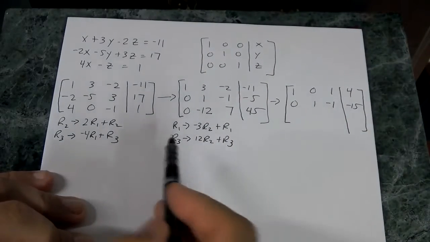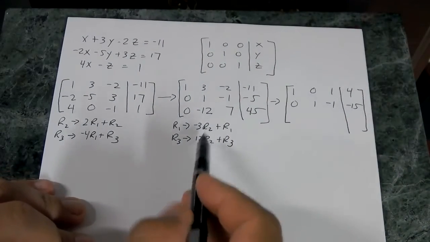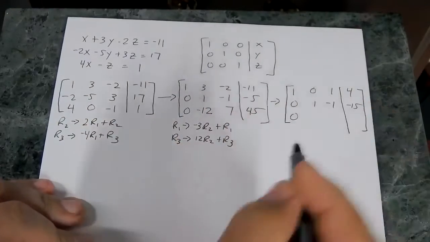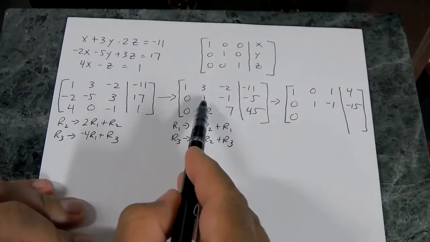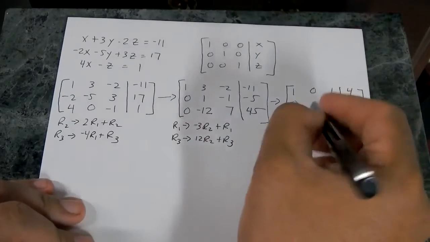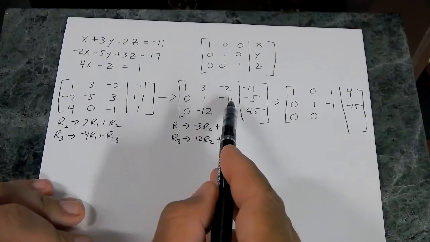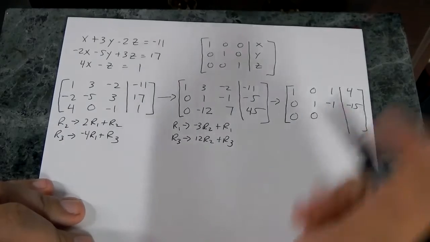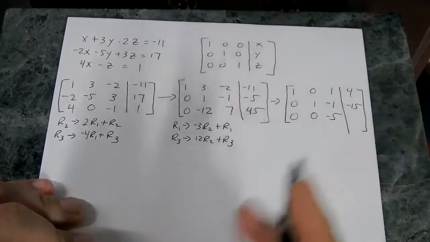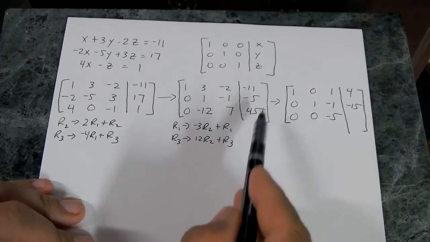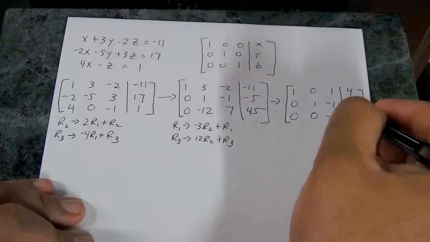Now I've got to do row 3. It's 12 times row 2. Okay. 12 times 0 is 0, plus 0 is 0. 12 times 1 is 12, plus negative 12 is 0. 12 times negative 1 is negative 12, plus 7 is a negative 5. 12 times negative 5 is negative 60, plus 45 is a negative 15.